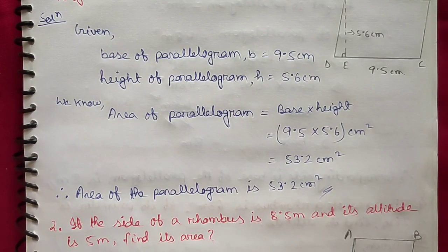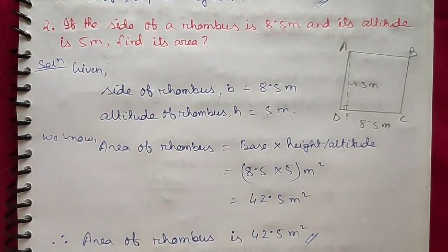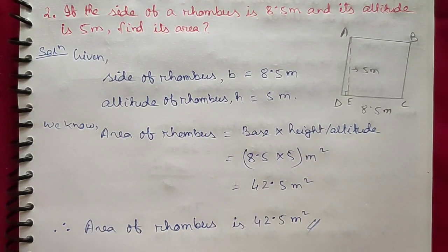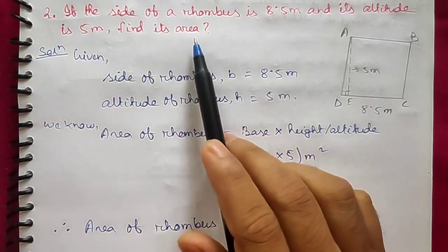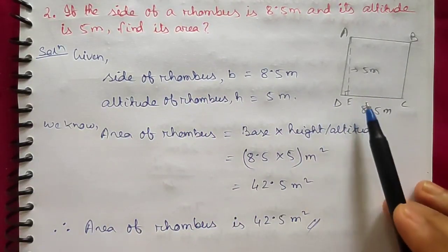If the side of a rhombus is 8.5 meter and its altitude is 5 meter, find its area. So let us find. What is the question asking? In this question, the side of a rhombus is given and its altitude is also given, and we have to find the area.